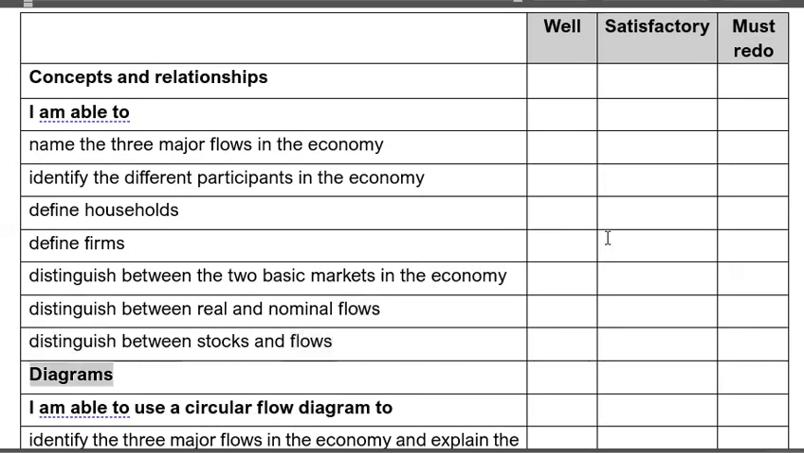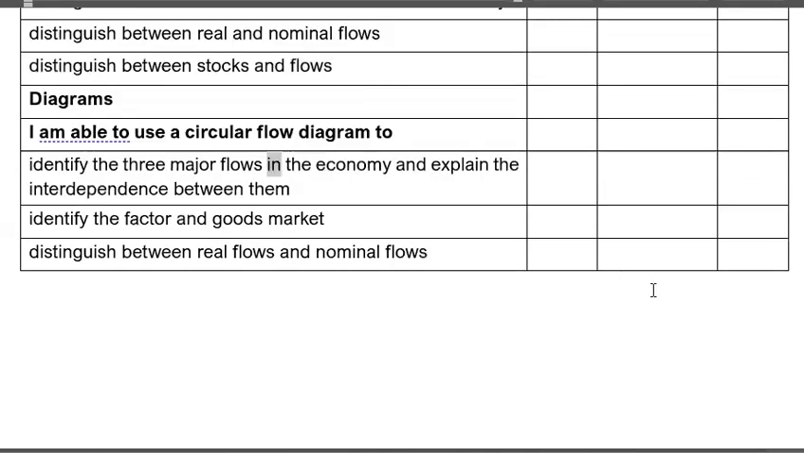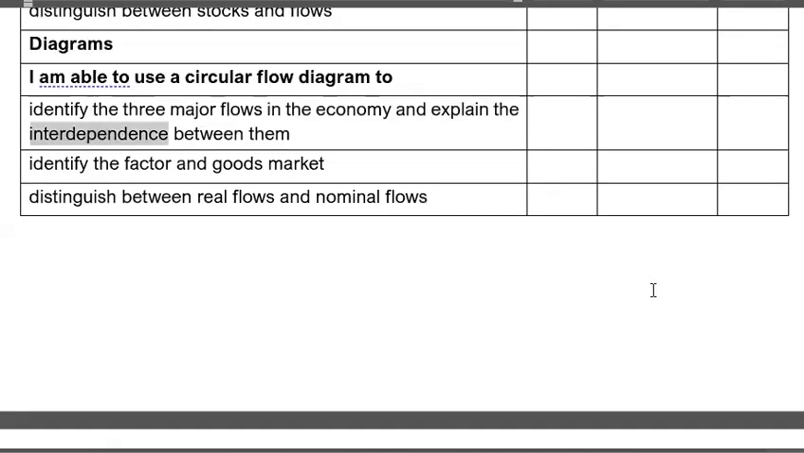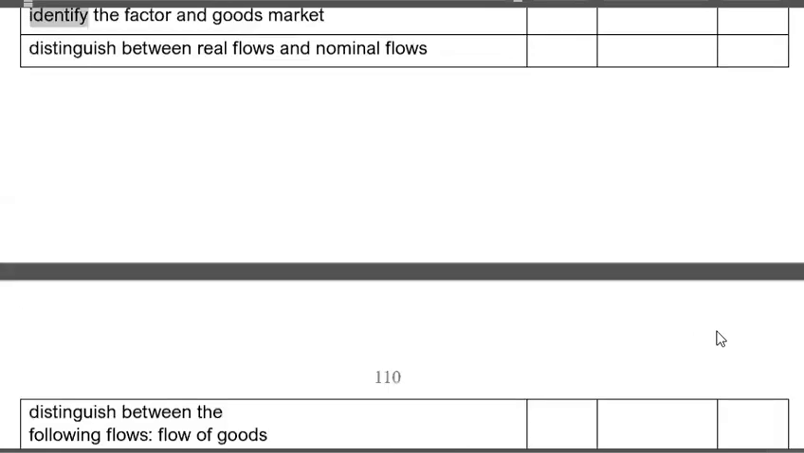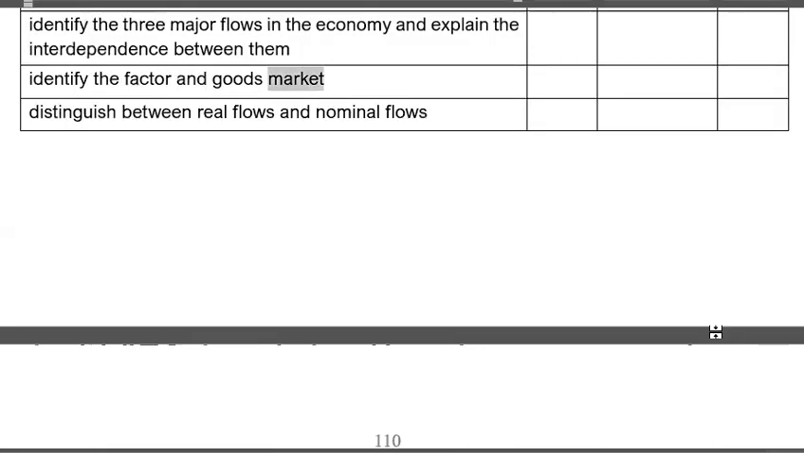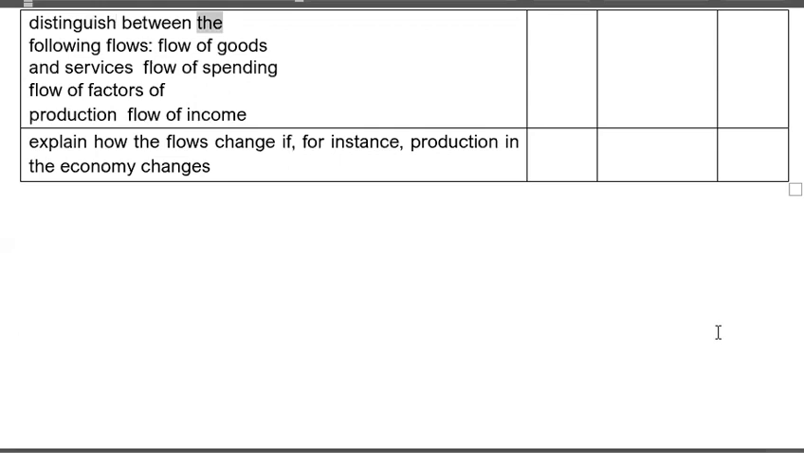Diagrams. I am able to use a circular flow diagram to identify the three major flows in the economy and explain the interdependence between them. Identify the factor and goods market. Distinguish between real flows and nominal flows. Distinguish between the following flows: flow of goods and services, flow of spending, flow of factors of production, flow of income. Explain how the flows change if, for instance, production in the economy changes.